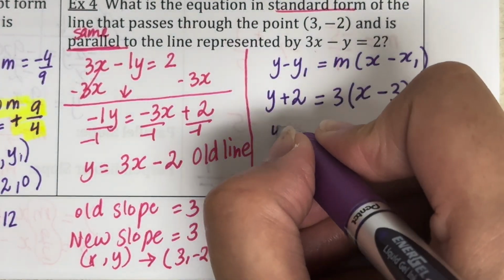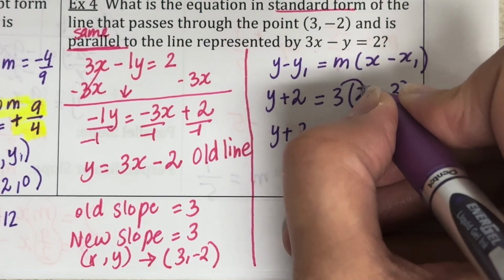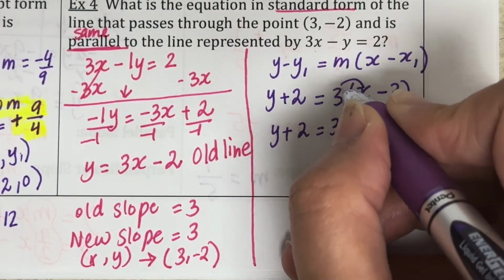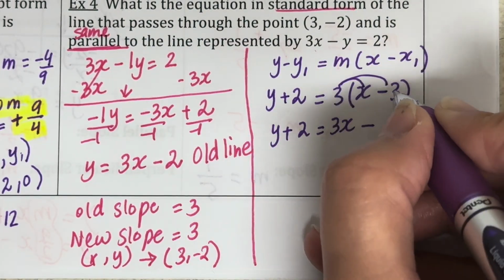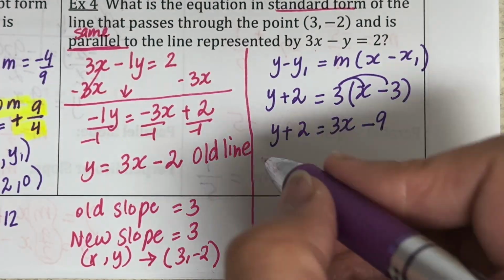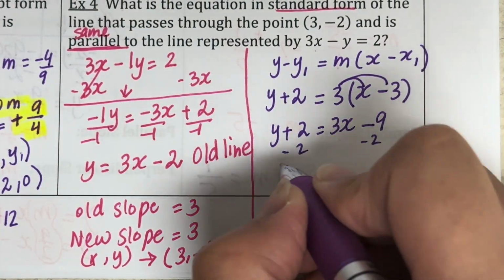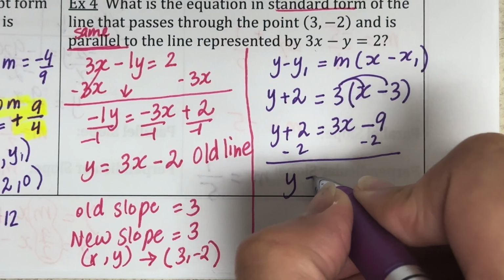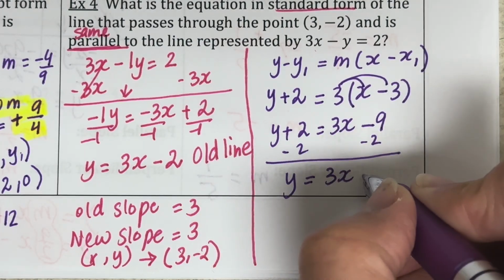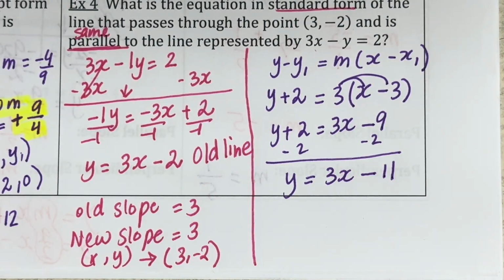Next step, I'm going to distribute. So it is 3 times x is 3x, and 3 times -3 is -9. Subtract 2 on both sides. So y equals 3x minus 11.